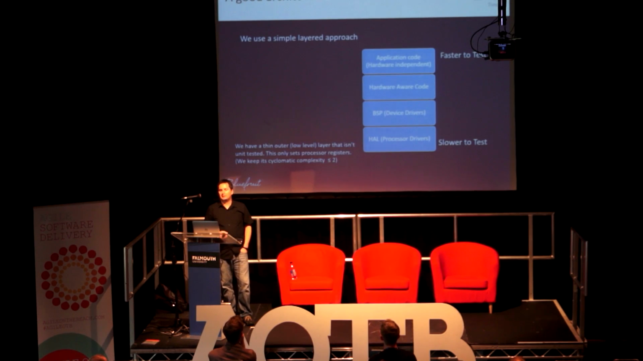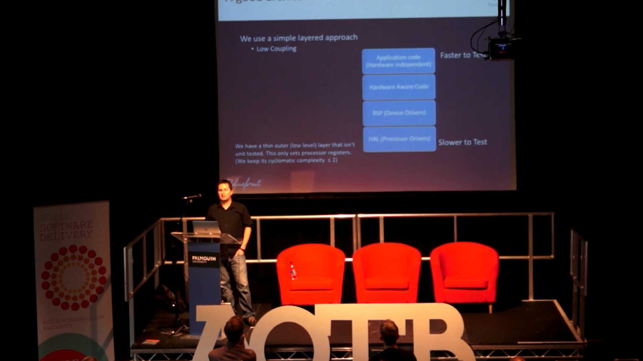We tend to have a very thin processor layer that we don't actually bother to unit test. So this layer only sets processor registers. We found it to be relatively ineffective to test. The tests end up pretty much mirroring the code, which is usually a bad sign. We try and keep the cyclomatic complexity of this code to be 2 or less.